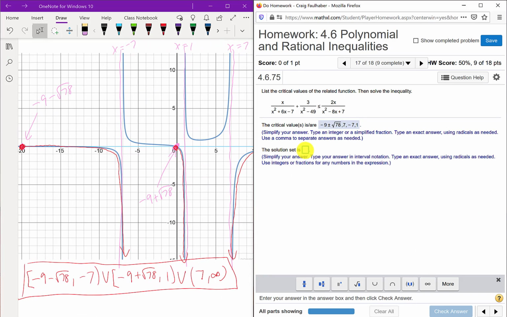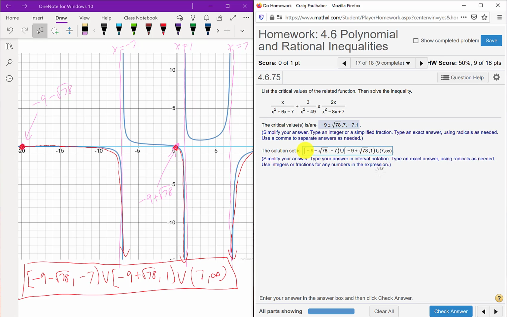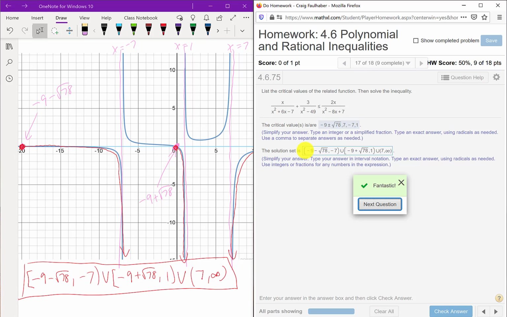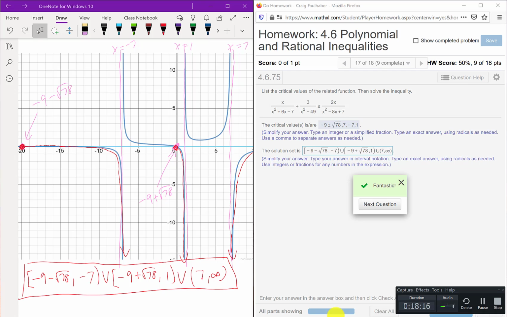It's only going to take me 7 minutes to type this in. And there it is. I have it typed. I'm going to enter that answer. And oh my gosh, it was right. I'm going to call it there because that problem took a really long time to do.